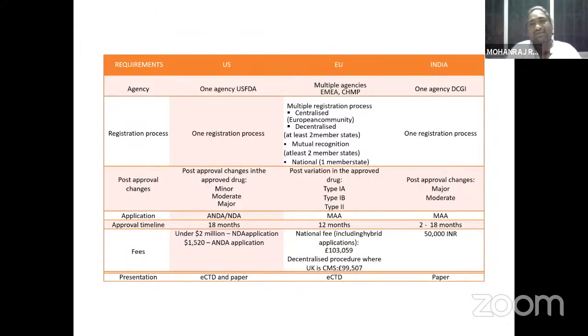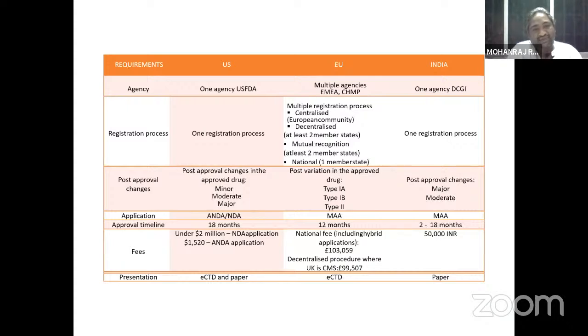This is the overall regulatory requirement of US, European, and India. So here, on the benefit part of the regulatory, we depend highly on US and India, which are appreciated. Why? Because the agency is only one. In US it is US FDA, in India it is DCGI, but in European Union, it is multiple. Number 2, the registration process. In US and India, we have only one system of registration.